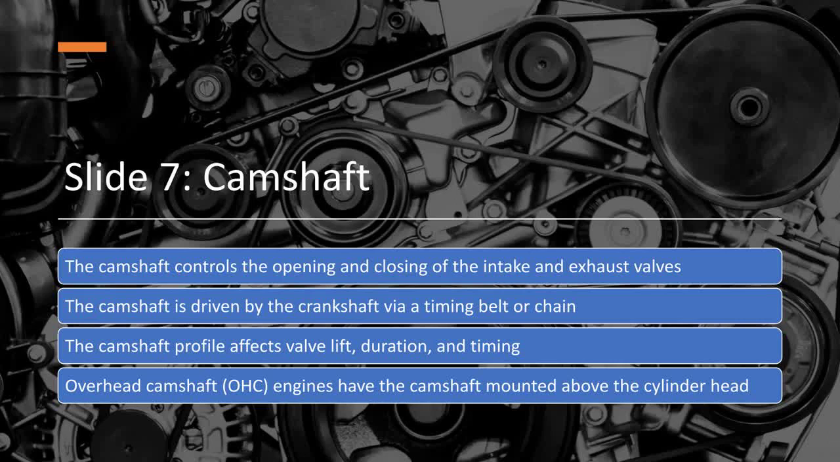Overhead camshaft, OHC, engines have the camshaft mounted above the cylinder head, which allows for better engine performance and efficiency because the valve timing can be more precisely controlled. The camshaft plays a vital role in the engine's operation, and by understanding its function, we can appreciate how it controls the intake and exhaust valves opening and closing, and how it affects the engine's performance and efficiency.